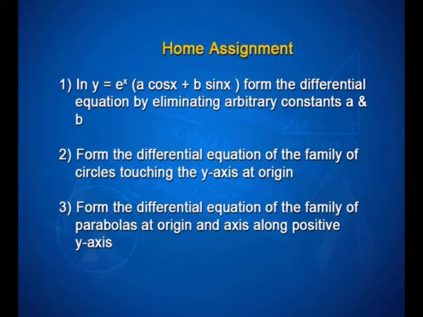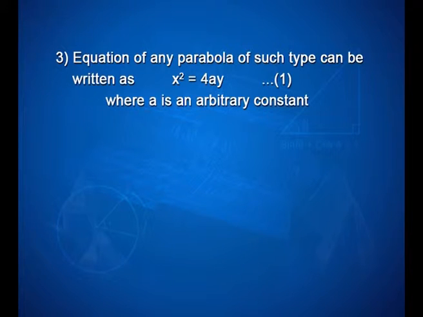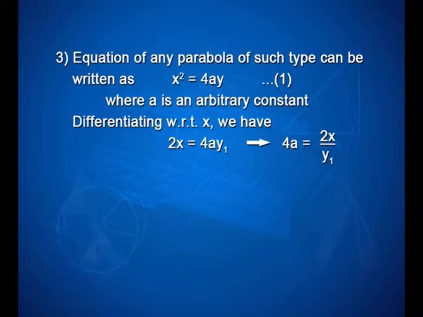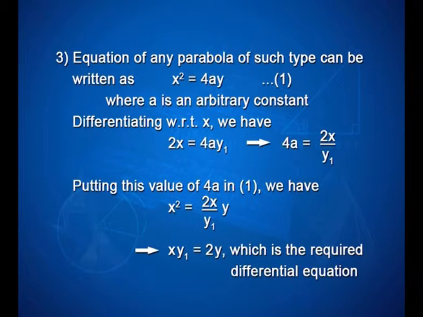Solution to question number 3. The equation of any parabola of such type can be written as x square is equal to 4ay. Take this as equation number 1, where a is an arbitrary constant. Differentiating with respect to x, we have 2x is equal to 4a y1. This implies 4a is equal to 2x upon y1. Putting this value of 4a in the first equation, we have x square is equal to 2x upon y1 into y. This implies x into y1 is equal to 2y, which is the required differential equation.